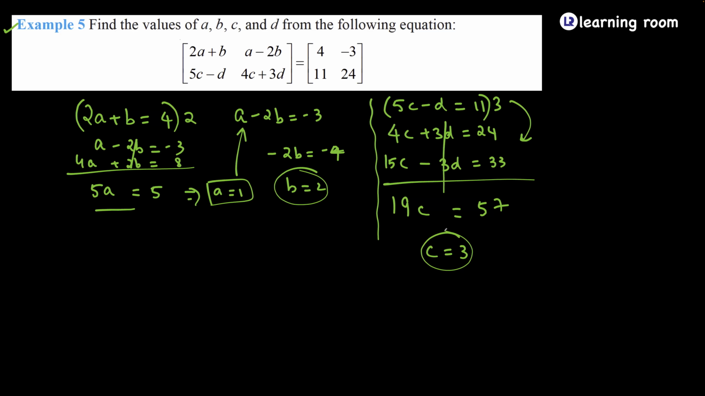Right? So when C is 3, I substitute it back in the first equation. So 15 minus D is equal to 11, which implies D is equal to 15 minus 11, which is 4. So A is 1, B is 2, C is 3, D is 4. Clear? Clear with this? It's a simple problem, no?